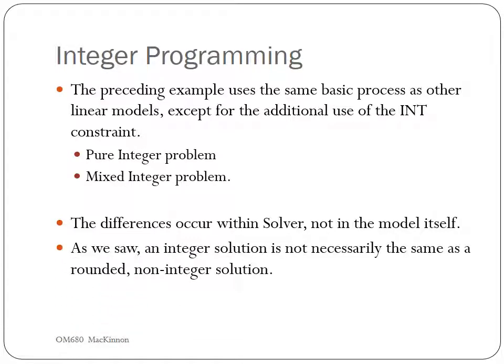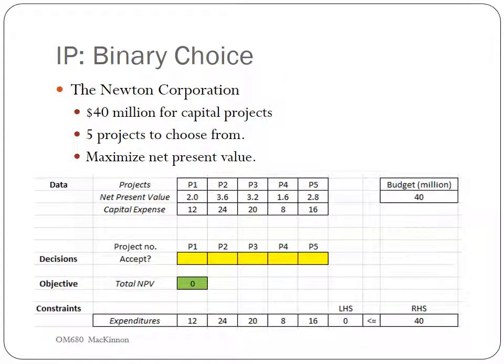All right, and as we saw, an integer solution isn't necessarily the same as a rounded non-integer solution. So if you round up or down, that isn't going to give you the same optimum as if you required integers in Solver. So let's take a look at binary choice. Okay, this is where one or more of the decision variables not only have to be integer, but they can only be 0 or 1.